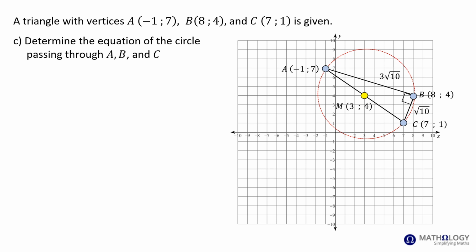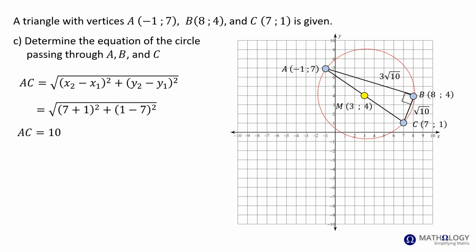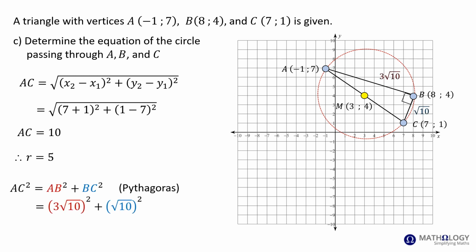The midpoint of AC, and therefore the center of the circle, is the point M(3, 4). To determine the length of the radius of the circle, we will first determine the length of the diameter AC, and then half the result. Using the distance formula, the length of AC is 10 units, which means the radius of the circle is 5 units in length. Note that since ABC is a right-angled triangle, we could have also used Pythagoras' theorem to determine the length of AC.